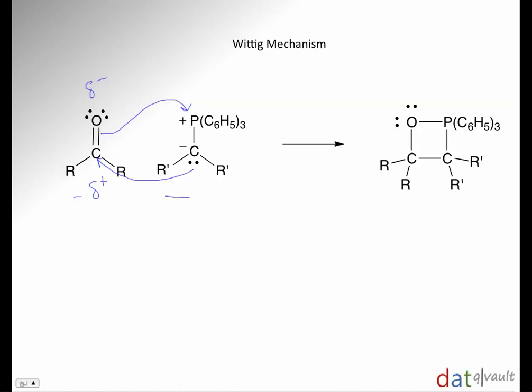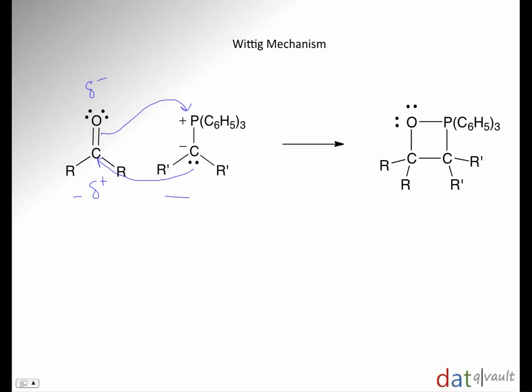Once this happens, we form this kind of strange looking intermediate, this four-membered ring. What's important to notice about this structure is that the two carbons are bonded directly to each other now, and the oxygen is now bonded to the phosphorus.